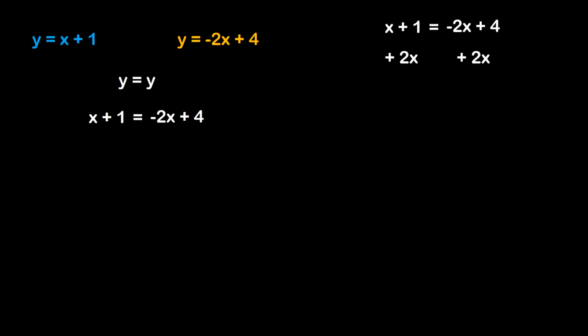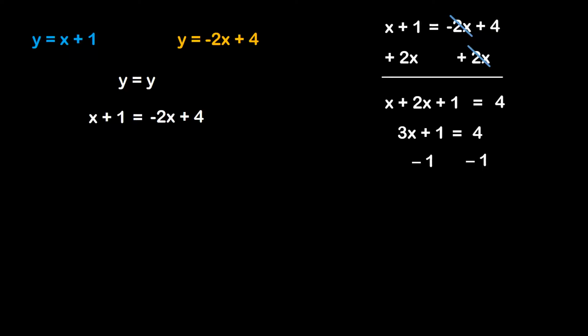Negative 2x and 2x cancel out. That means we're left with x plus 2x plus 1 is equal to 4. x plus 2x is 3x. That gives us 3x plus 1 is equal to 4. And from here we just need to isolate for x. The first thing we're going to do is get rid of the 1. We are going to subtract 1 from the left hand side, which means we must subtract 1 from the right hand side. Plus 1 and negative 1 cancel out. That gives us 3x is equal to 4 minus 1, or 3x is equal to 3.